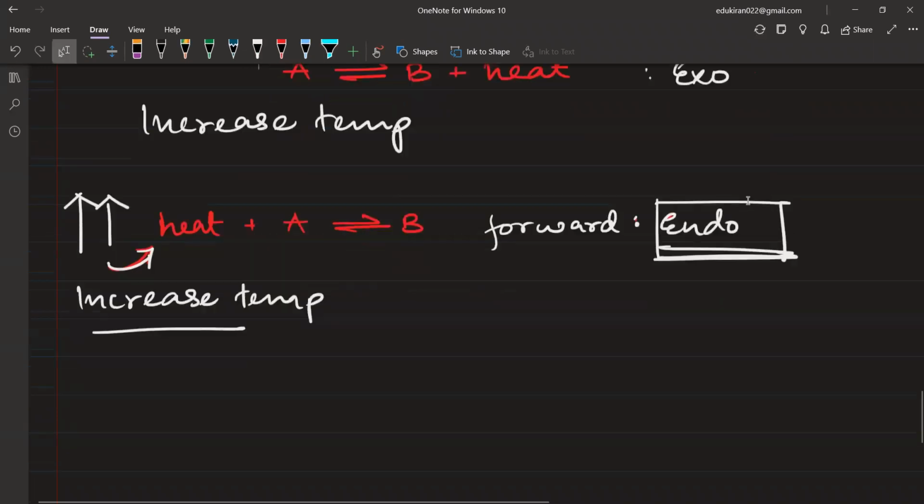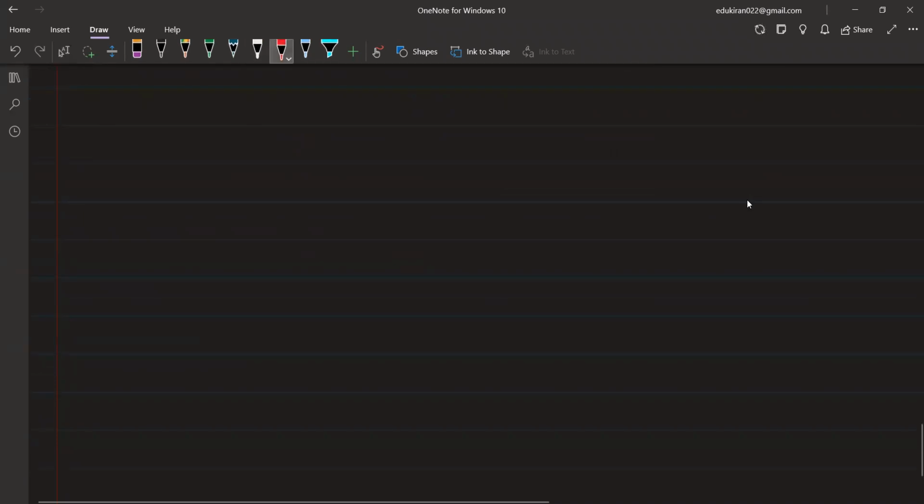Okay. Right. Next. Second जो है temperature. Now, temperature जो है आपका that can increase or decrease.